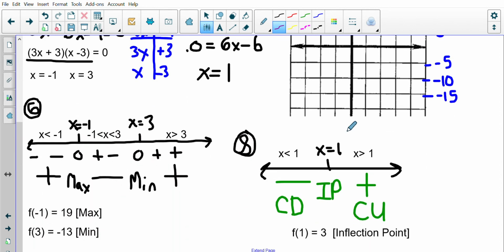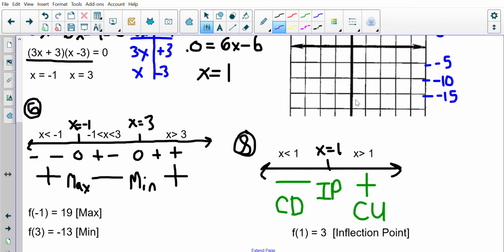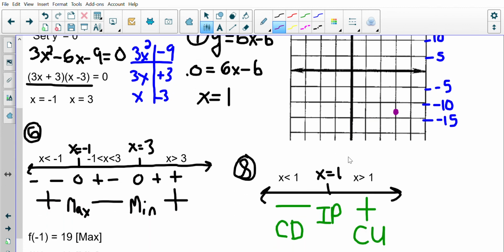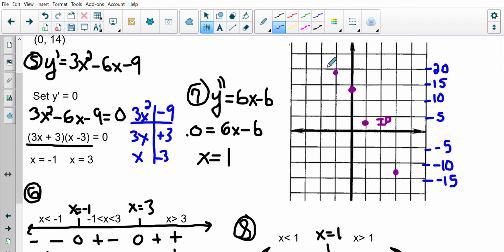All right, max and mins. F of negative 1 is 19. F of 3 is negative 13. So I forgot already. F of negative 1 is 19. All right, so negative 1, it's up here somewhere. Right in there. F of 3, forgot again, negative 13. All right, so F of 3, negative 13. So we're looking right in here. I also had my inflection point there, which is F of 1, which is 3. And I'm going to mark IP there. That's an inflection point. And this is a max here. And that's a min here.